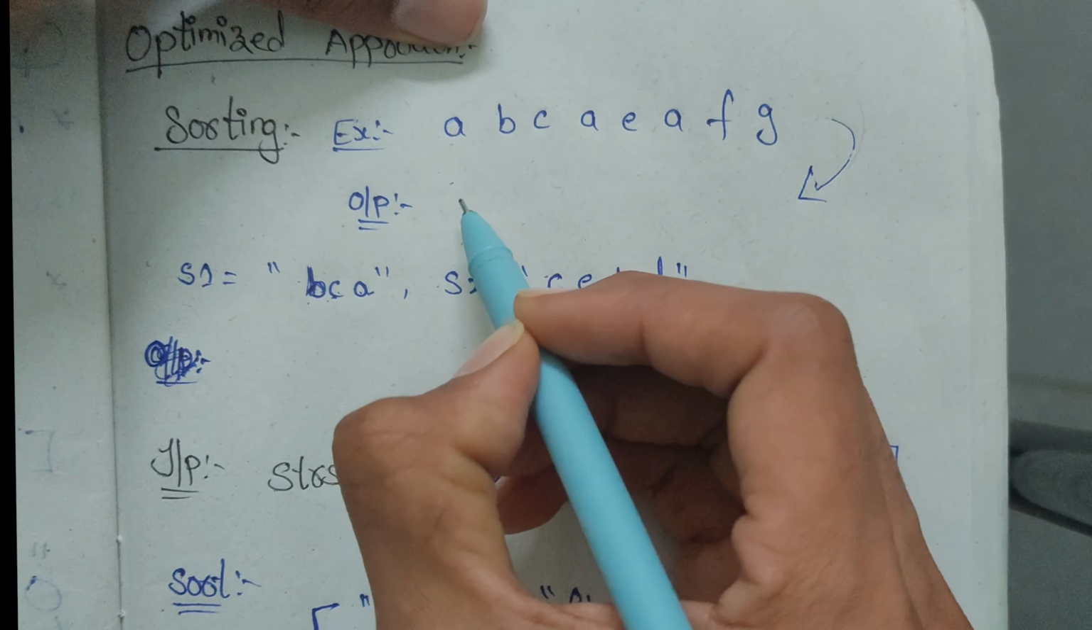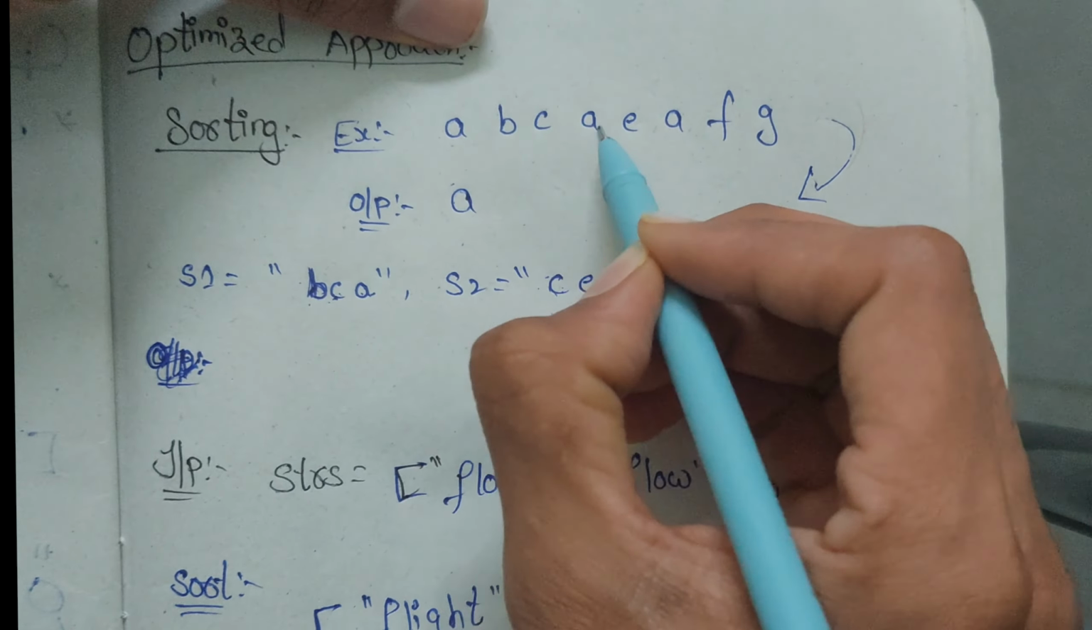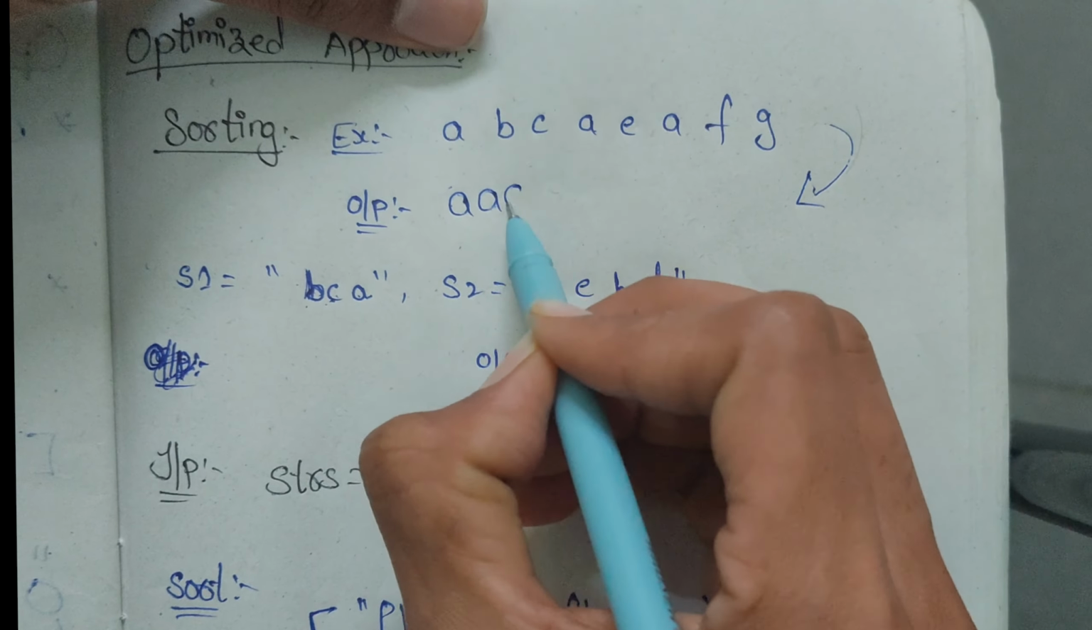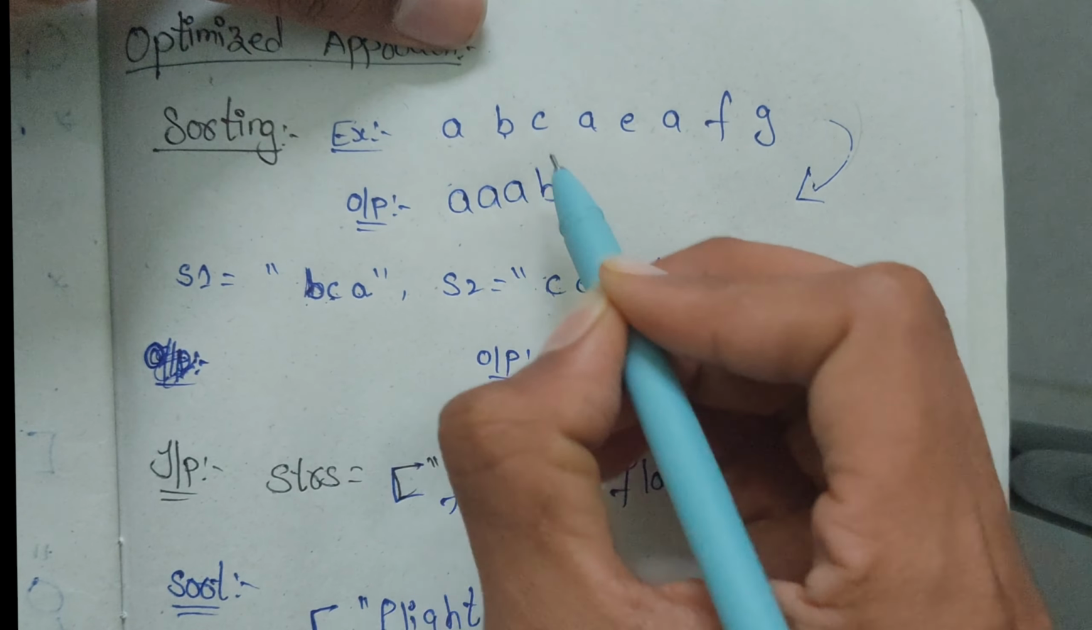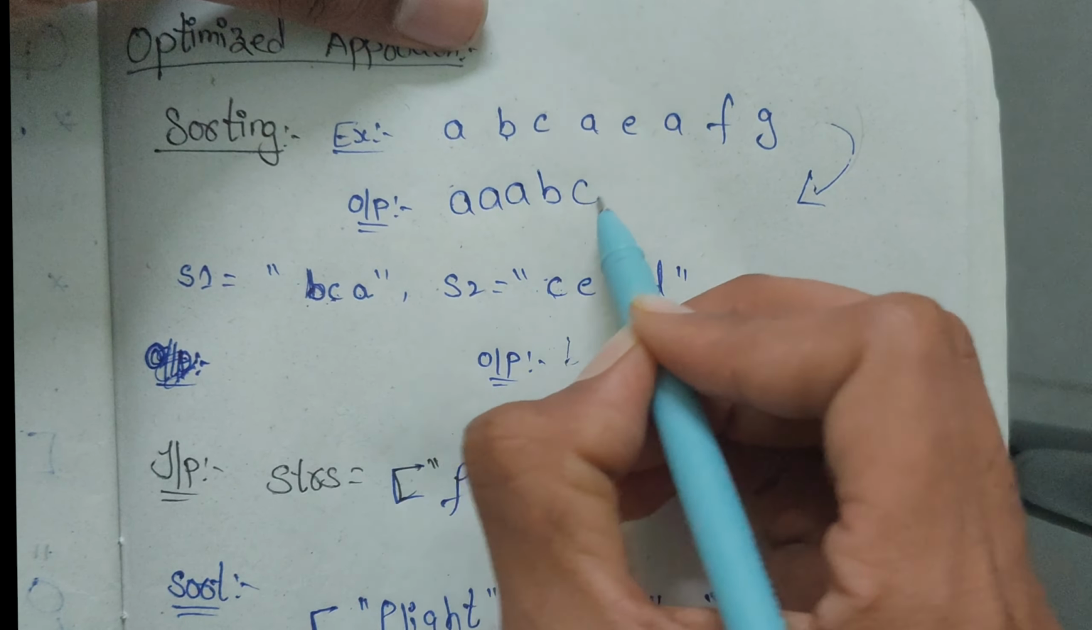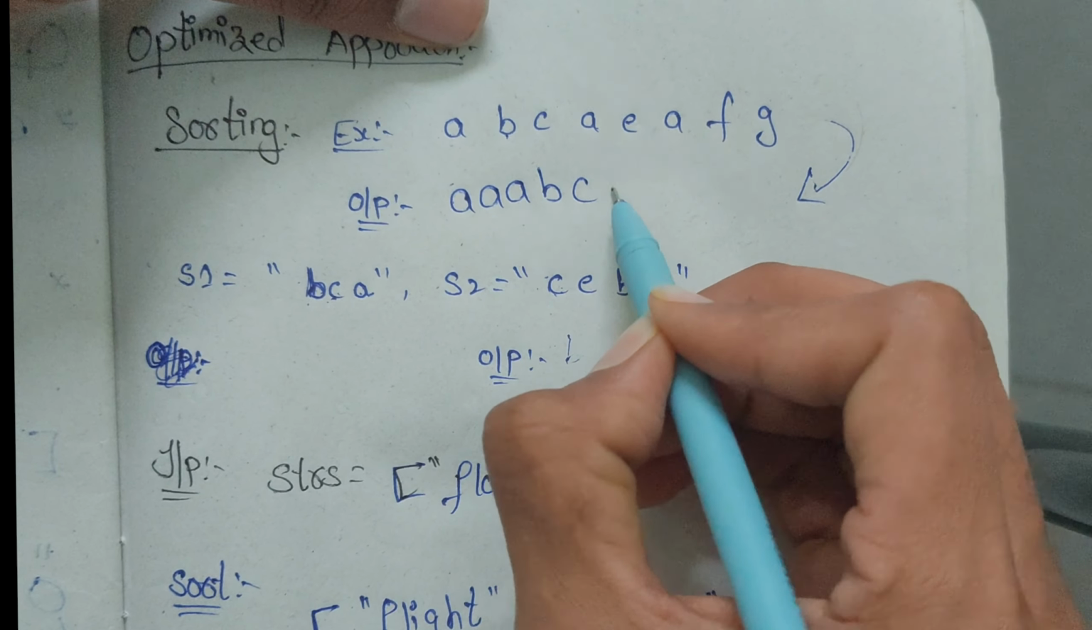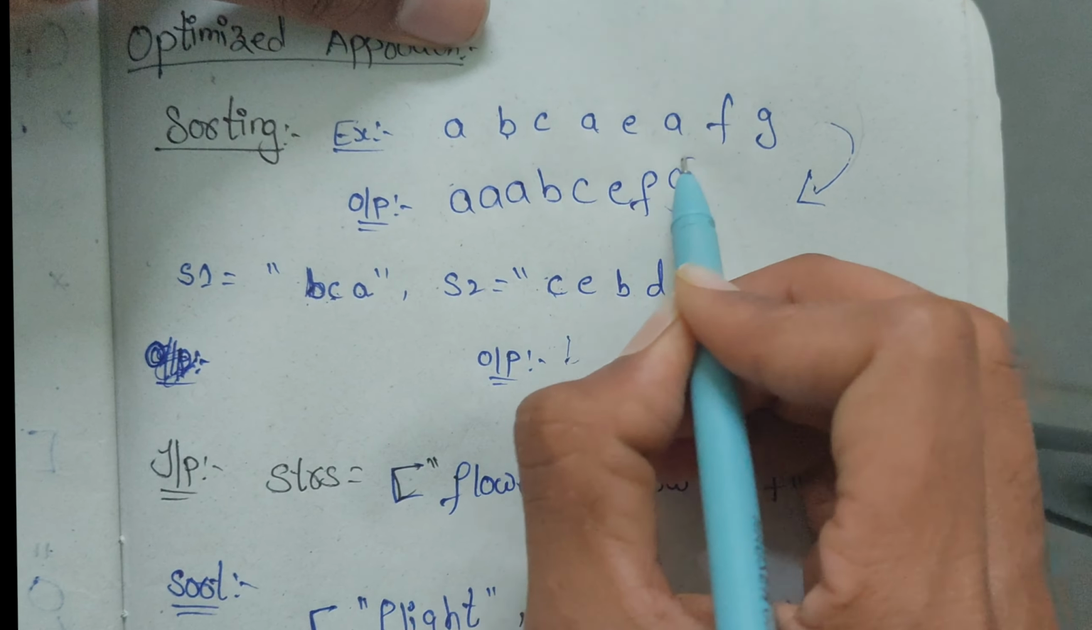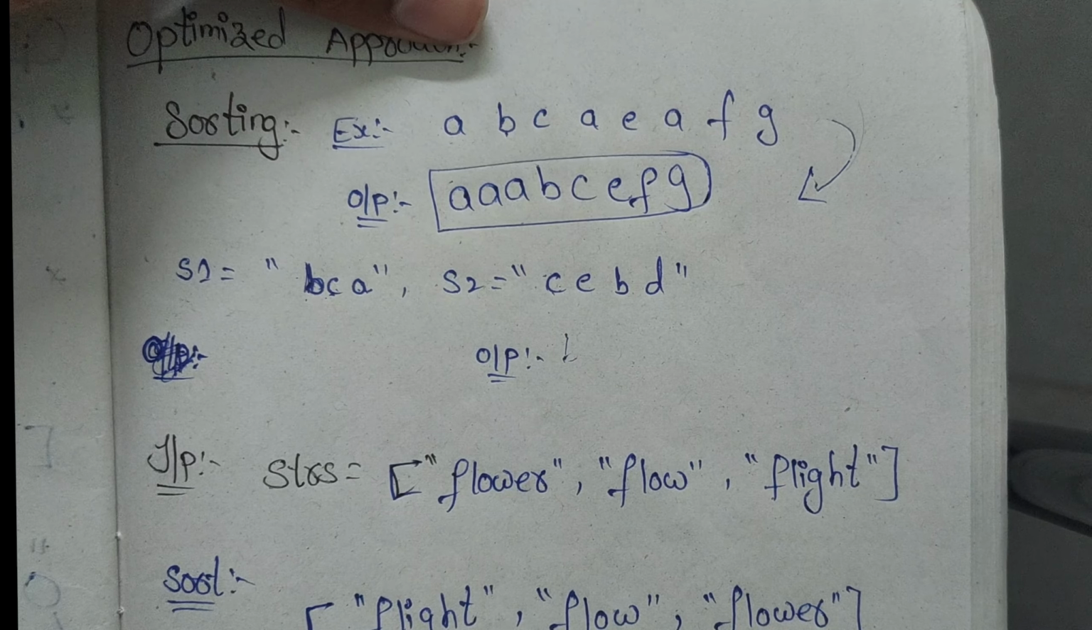So the output in this case will be A, one more A, and another A, right? After that B will come. Is there any other B? No. Next C, and next D, there is no D, and next E, F, G. So this is the way of sorting in lexicographical order.